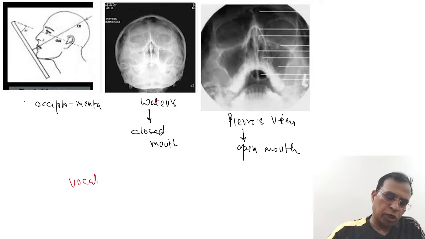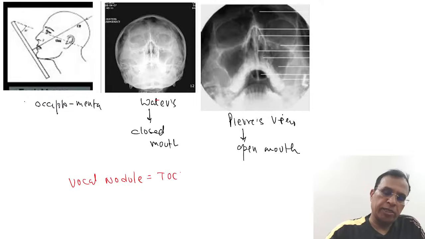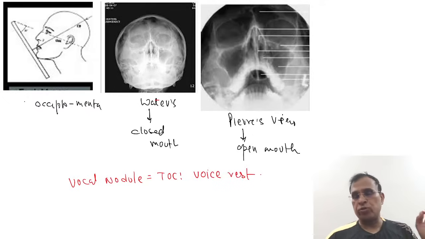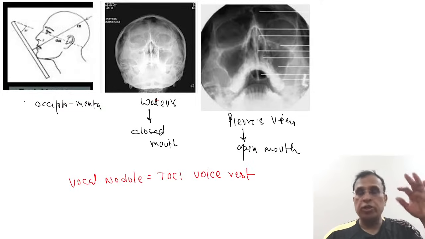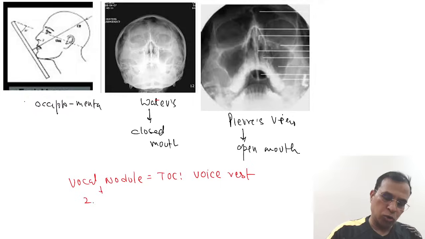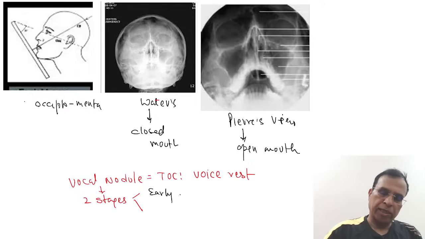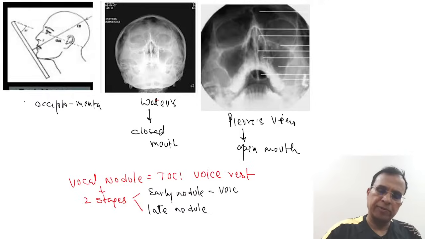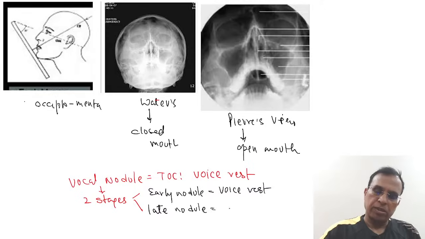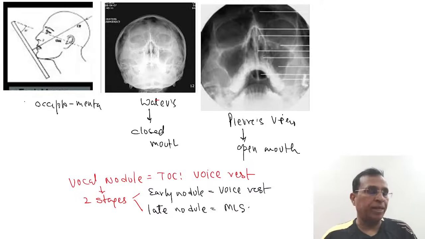Vocal nodule, treatment of choice is voice rest. If they ask you a one-line question, the treatment of choice for vocal nodule, then you say voice rest. But vocal nodule has two stages. Early nodule, late nodule. Early nodule, voice rest. Late nodule, micro-laryngeal surgery, MLS.